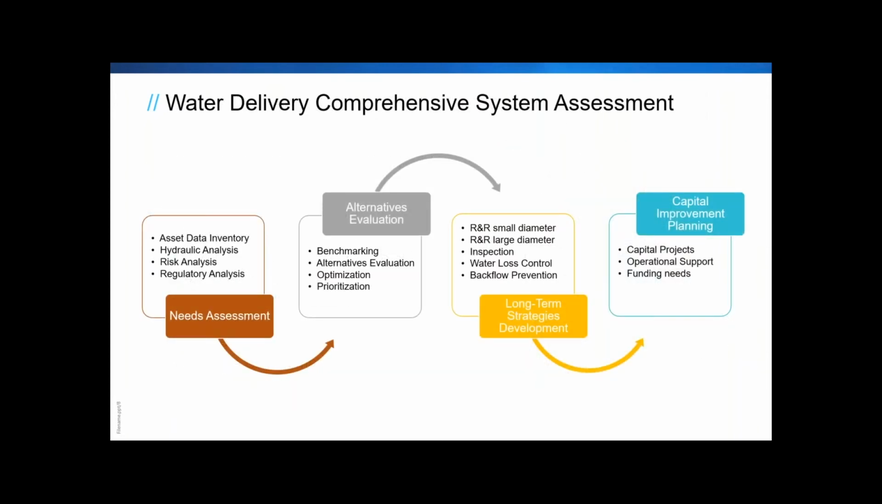Part of this overall project was to look at asset data and needs assessment, then look at alternatives evaluation, prioritization, optimization. What are some long-term strategies? And then finally, a capital improvement plan to be able to go out and do improvements throughout the system to take care of growth, take care of deterioration, all the things that we do master plans for.